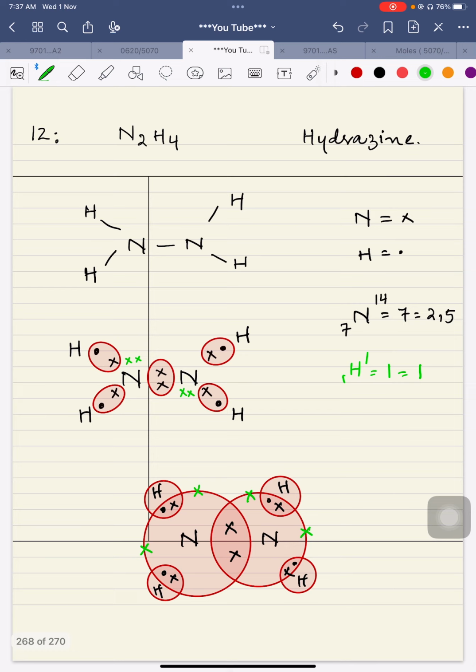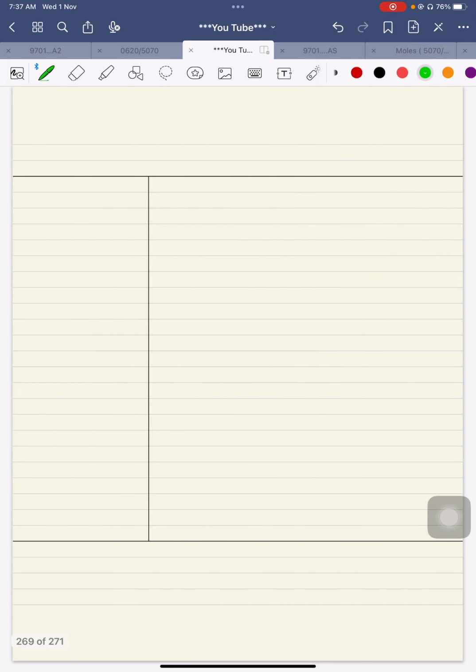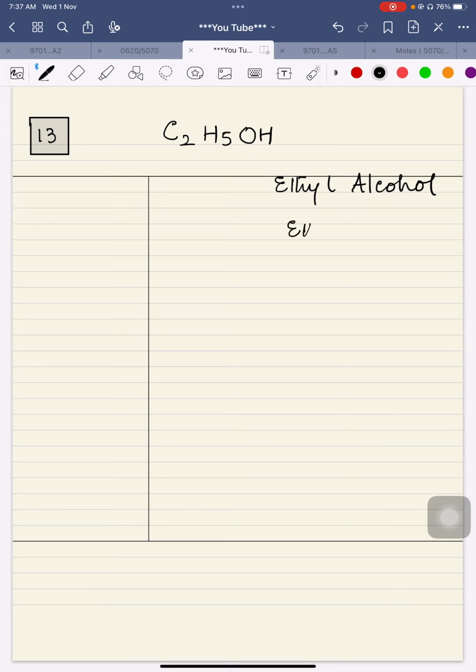Now I'm taking you to the next board, and that is number 13 structure. All right, number 13. So this is the structure for C2H5OH. All right. So this is called ethyl alcohol. We will discuss ethyl alcohol, alkane, alkene in detail, inshallah, when I teach you the topic of organic chemistry. So this is ethyl alcohol, and the other name of this is ethan-1-ol, and there is a third name as well, and that is called ethanol.